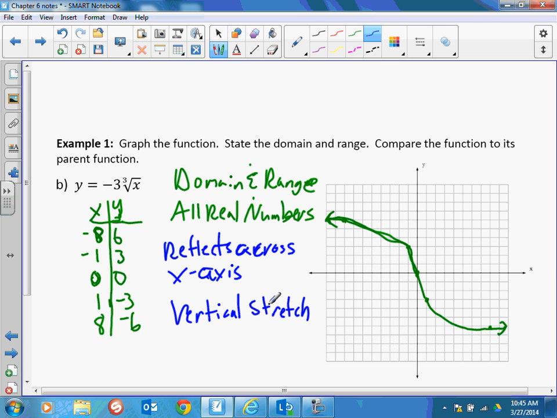Okay. So we graph the function, we state domain and range, all real numbers for any cube root function, because you can take cube root of a negative. And we compare it to the parent function: it reflects across the x-axis and has a vertical stretch. Okay.